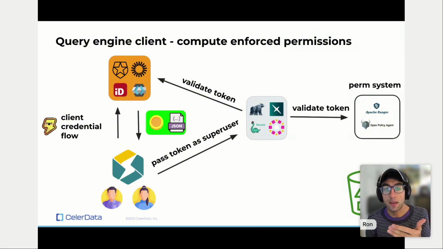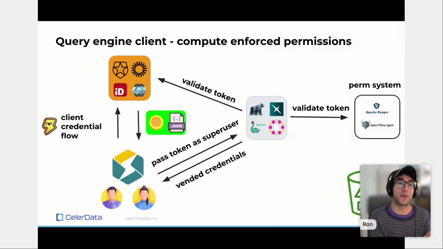And that token is validated with the permission system. Okay, I have this token now. Given the permission system, what can this super user do? What is this super user capable of? And in this case, the super user is capable, in most cases, of doing everything, no matter who is logging in. So you see at the bottom on the left side, you have whoever, Bob and Jane, accessing. Doesn't matter who they are, they will be going through the super user process. So then I take the validation token from the permission system, and then I receive vended credentials back from the catalog, whatever catalog that may be.